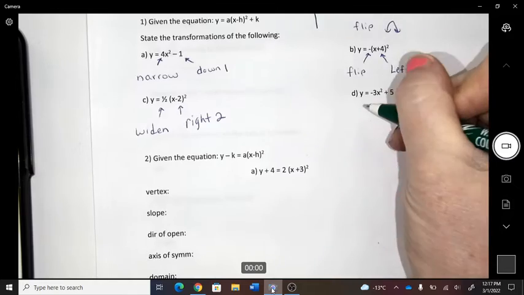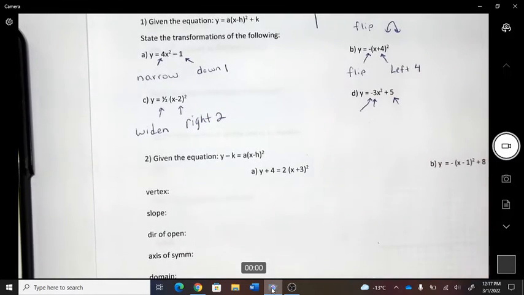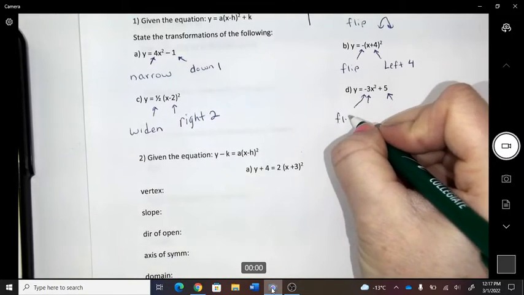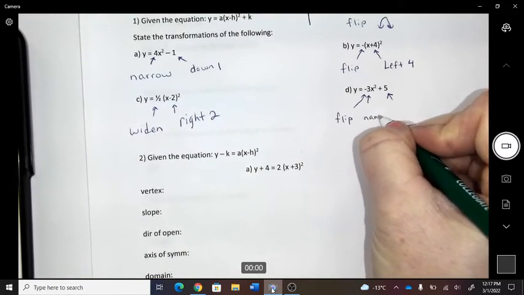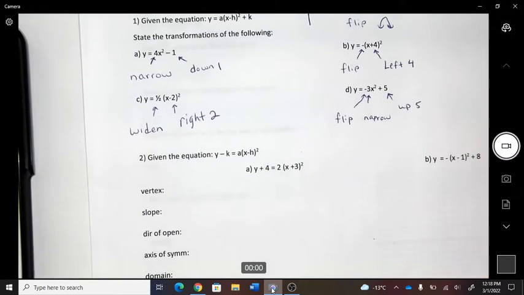Okay, the last one has 3. There's going to be 3 things you need to write about it. See if you can get the 3. Okay, so your answer should have been it flips or reflects, it narrows, and it goes up 5.